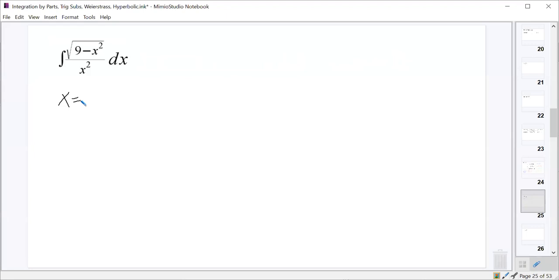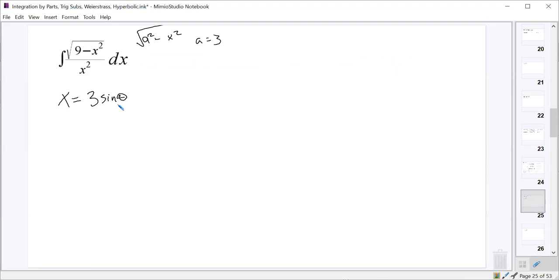3 sine theta, exactly, right? So it's a squared minus x squared. We'll call this a squared minus x squared. So a is equal to 3, right? Root a squared minus x squared gives us a equals 3. And so x should be 3 sine theta. Everybody good with that to start with?